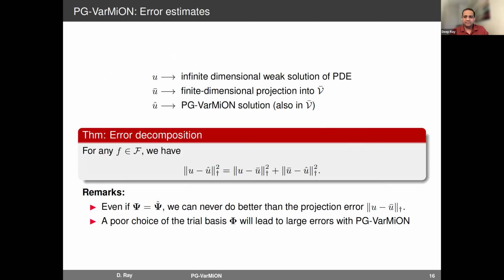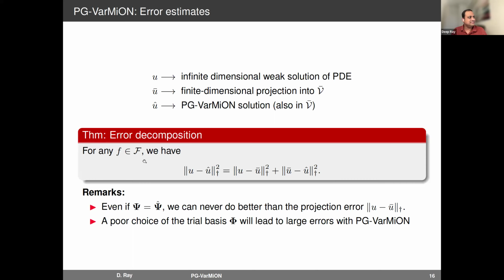Right. So maybe quickly telling you about some error estimates that exist, which tell you that this approach is good and can work. So just to remind us, U is the infinite dimensional weak solution of the PDE. U bar is a finite dimensional projection onto V bar, or the Petrov-Galerkin solution. And U hat is the PG-VarMiON solution, which will also be in V bar, because all we're doing is we're determining the coefficients of the same trial basis. So it's still going to be in V bar. So these are the three solutions that I have.